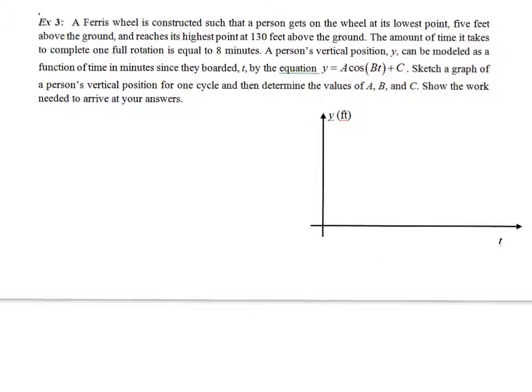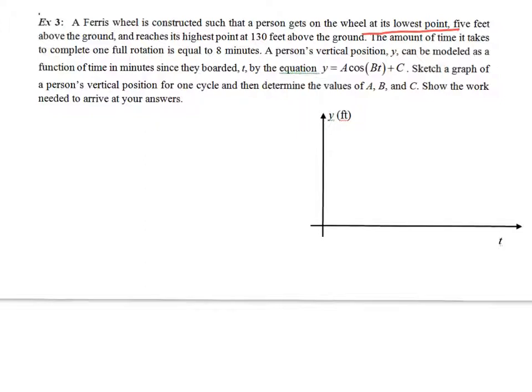In example number 3, we see the example of a Ferris wheel. A Ferris wheel is very often used to represent periodic motion because you can think about the movement of the cars in the Ferris wheel, how they go up to the maximum height, then back down to the ground level, and then back up to maximum height again, and so forth as we go around the Ferris wheel. A Ferris wheel is constructed such that a person gets on the wheel at its lowest point. That makes sense. We're going to get on the wheel at ground point.